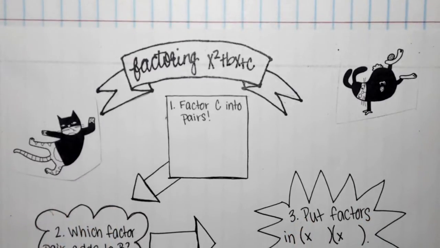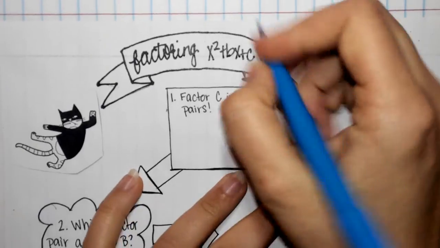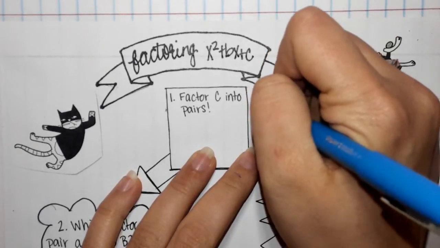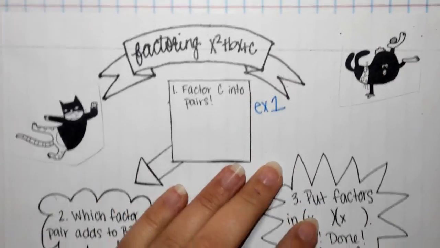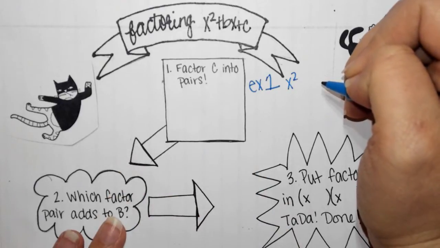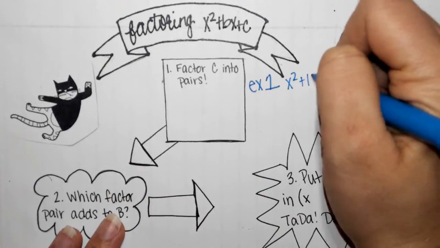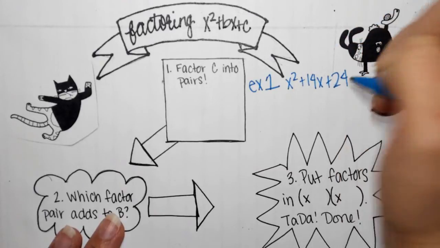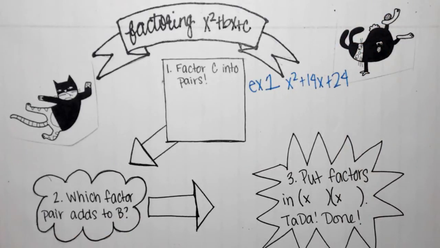Now, we're going to start with our first example. And we're going to write it out to the side. And as we go, we're going to list our rules on what we do. So our first example says x squared plus 14x plus 24. Now, that trinomial has no common factor. They don't all have a variable. There's no number other than 1 that goes into all 3 terms. So we have to follow special steps to be able to factor this.